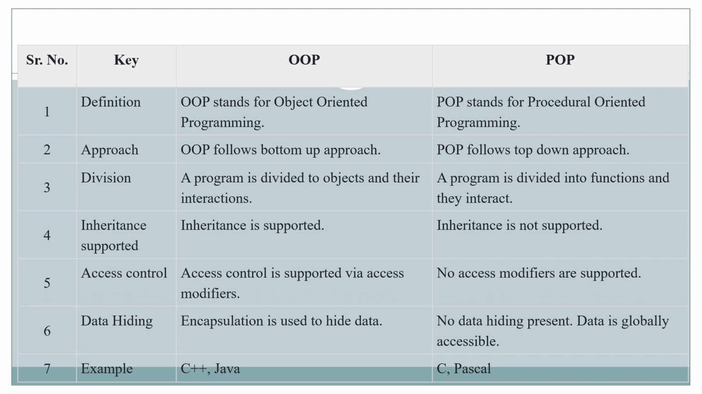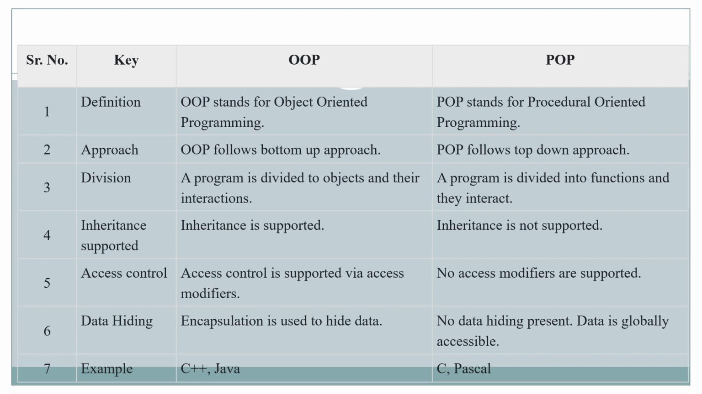The second key is approach. Either it is a bottom-up or a top-down approach. Object oriented programming follows the bottom-up approach. First, we write some classes and some functions, then write the main program. This concept is called the bottom-up approach. Procedural oriented programming follows the top-down approach, which means first we write the main function, then write the sub-functions. This is called the top-down approach.